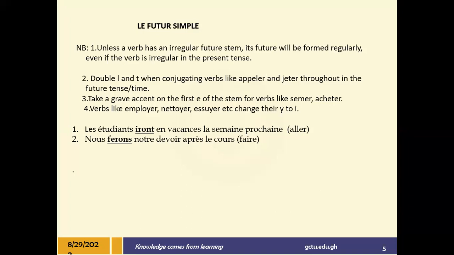Okay, Kwasi Emmanuel Apeli has written: we will do our homework after class. Très bien. Kwasi, tu as bien fait. Bravo. We will do our homework after class, or after the lesson, or after the lecture. Très bien. Donc, c'est ça.